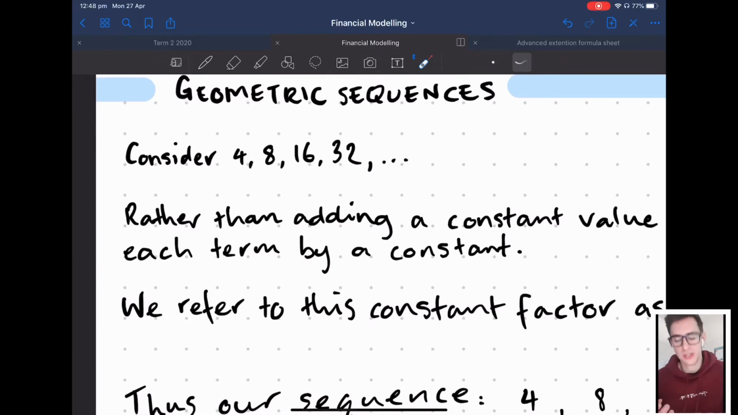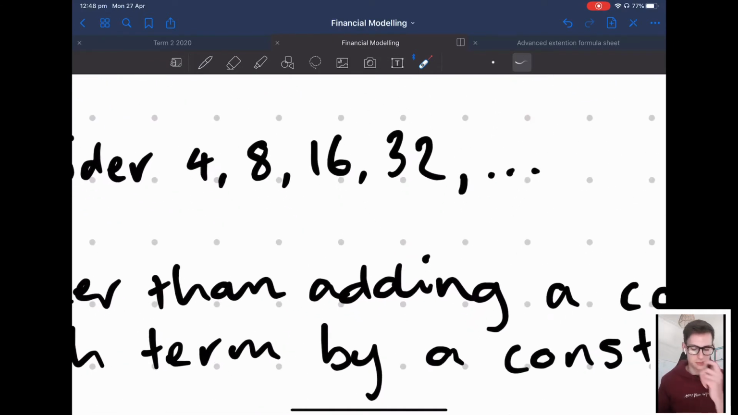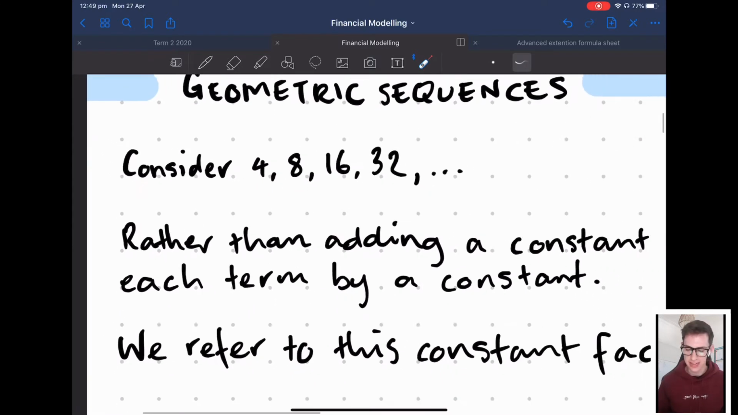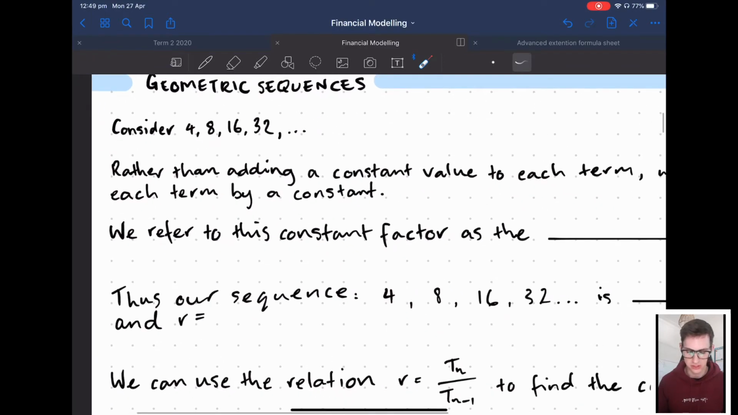So instead, what we're actually doing here, and hopefully you can realize this, is multiplying. That's what makes a geometric sequence geometric instead of arithmetic. Instead of adding a constant, we are in fact multiplying by a constant each time. You might have recognized these as the powers of 2, where we're multiplying by an extra 2 each time. So that's the definition of geometric sequences.